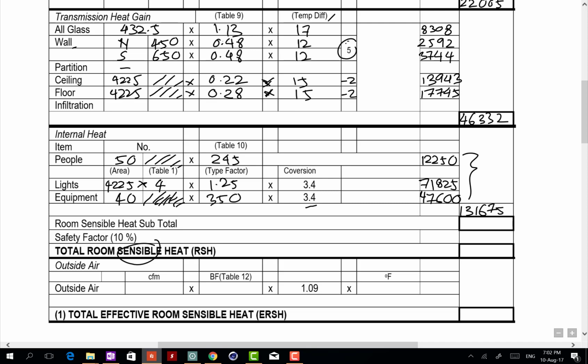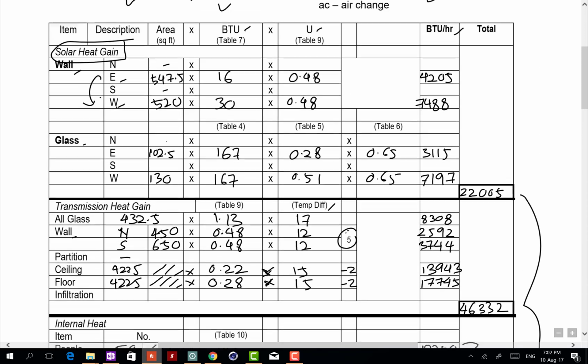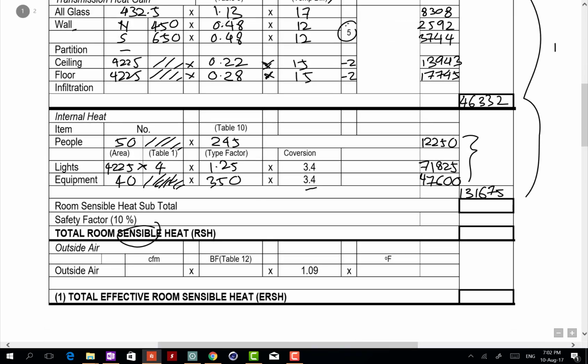131,675. Okay, let's calculate. And then for the room sensible heat subtotal, we need to add this, and also this. Okay, 3 items, plus, it becomes 200,012.